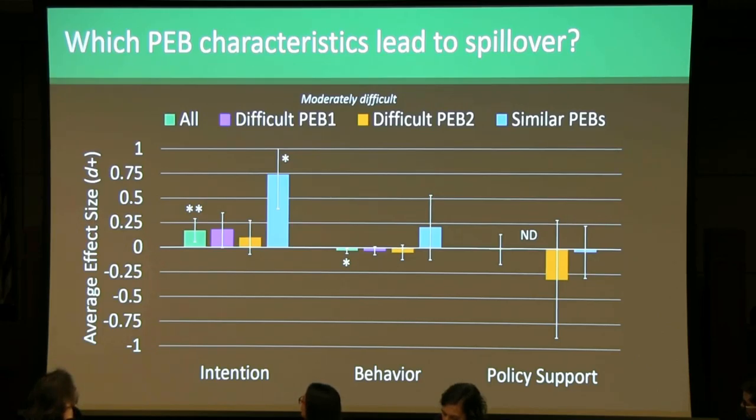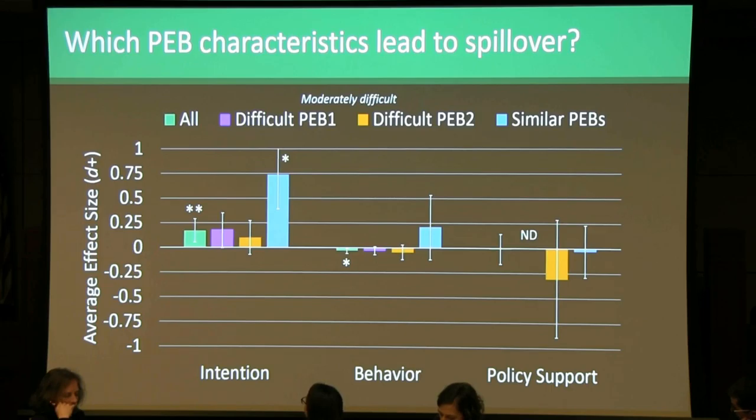And when we look at difficult PEB1s, we see a little bit of evidence, again, not statistically significant, for intention, that there is some evidence that if you encourage someone to do a difficult first behavior, they might intend to do more future behaviors. We see no effects for behavior and no data was available for policy support.